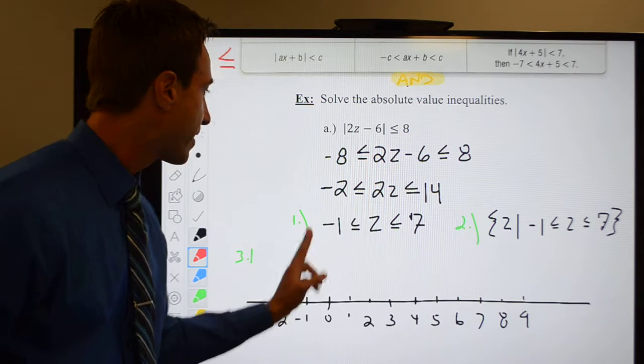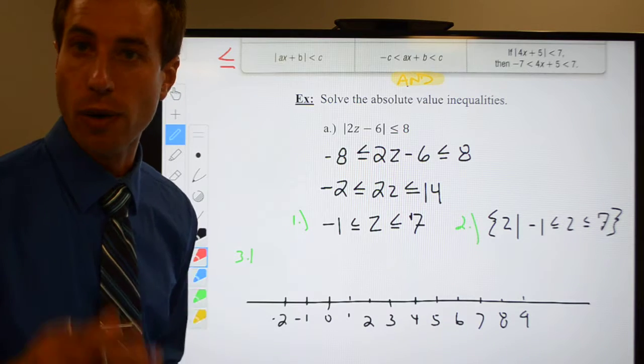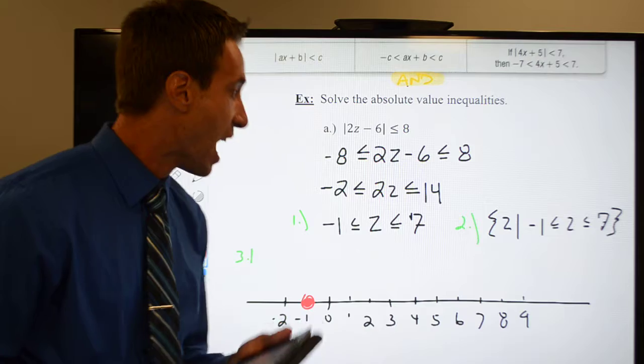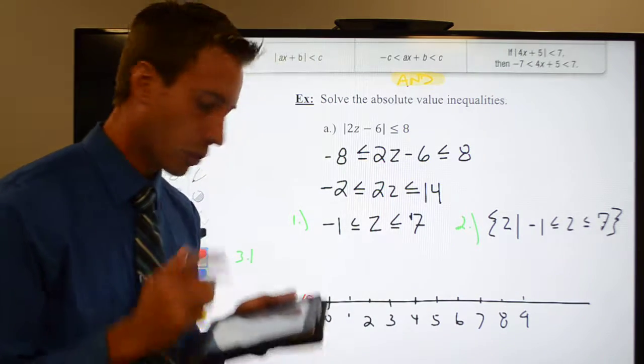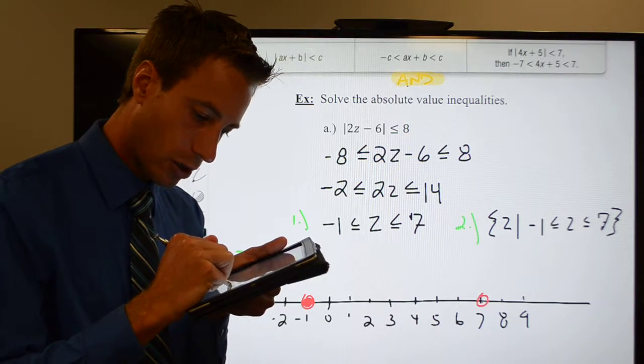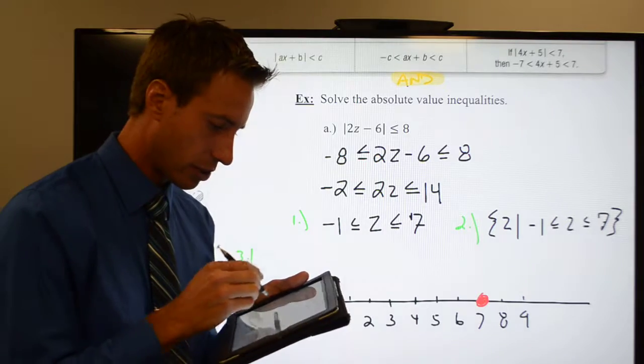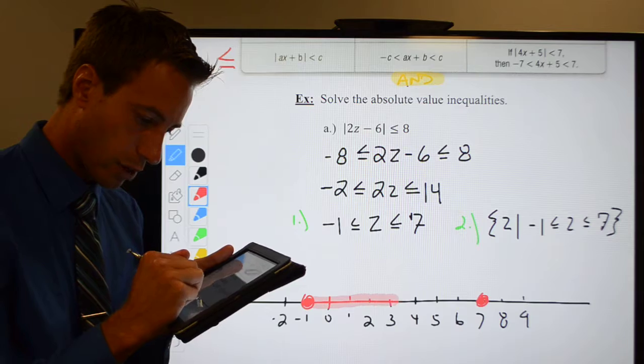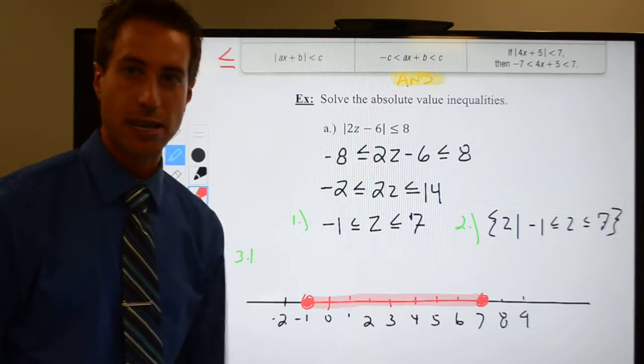I need everything greater than or equal to a negative 1. That's going to be a closed circle on negative 1. Make sure you fill it in. I need everything less than or equal to a positive 7. That is going to be a closed circle on 7. Make sure you bubble that circle in and then shade everything in between them. It is an and inequality. It will be everybody shaded in between.